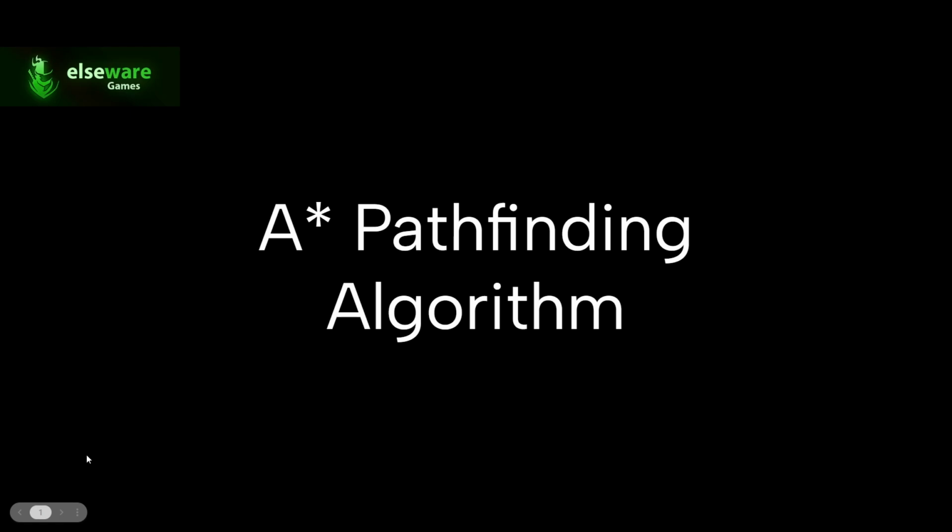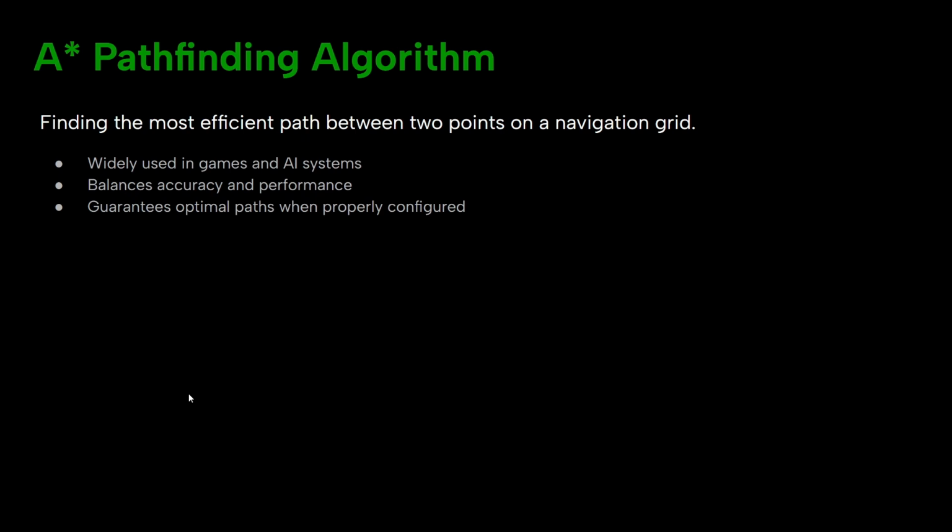Right, so let's talk about the A-star pathfinding algorithm. The goal of the A-star pathfinding algorithm is to find the most efficient path between 2 points, mainly from a start node to a target node, within a navigation grid. It is usually used in computer games and other AI systems.